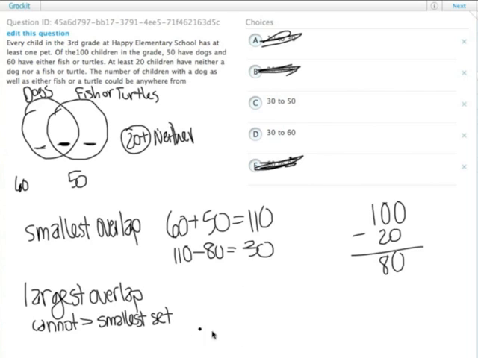So if all 50, let's just fill it in on the Venn diagram here, if all 50 dog owners also own fish or turtles, so that there's 50 in the overlap area and none here, we still have to have 60 of these students who have fish or turtles, which means there's only 10 who are sole owners of sort of reptile-y fishy things, and then 50 also have dogs. So the largest number of children with a dog as well as fish or turtle is 50. So the answer is answer choice C, 30 to 50.